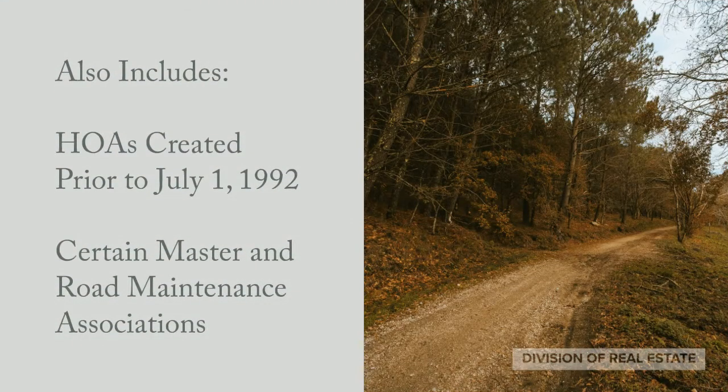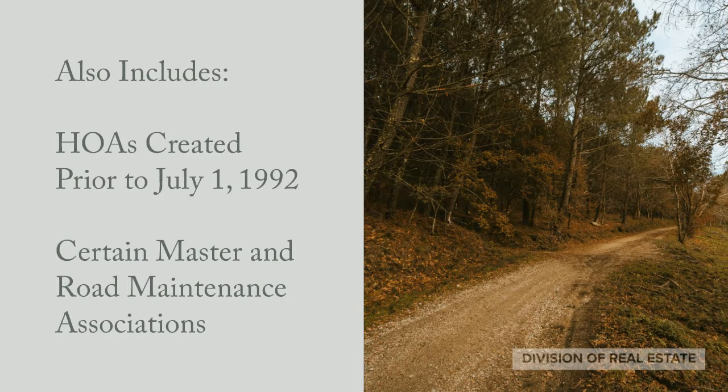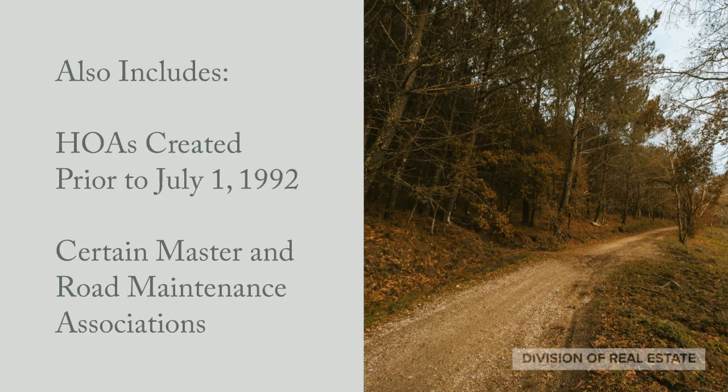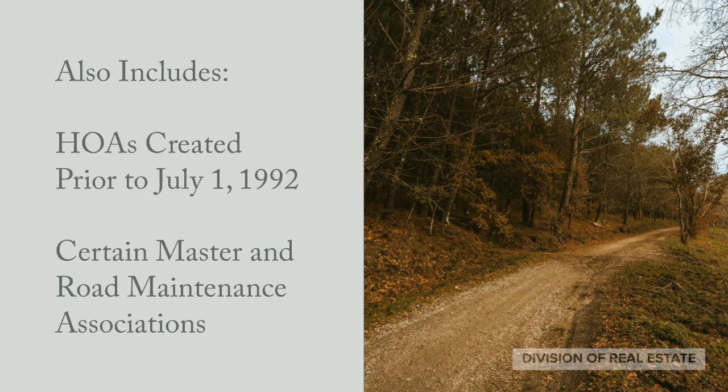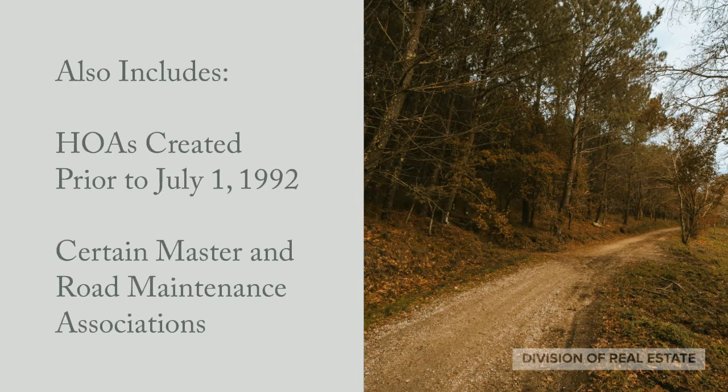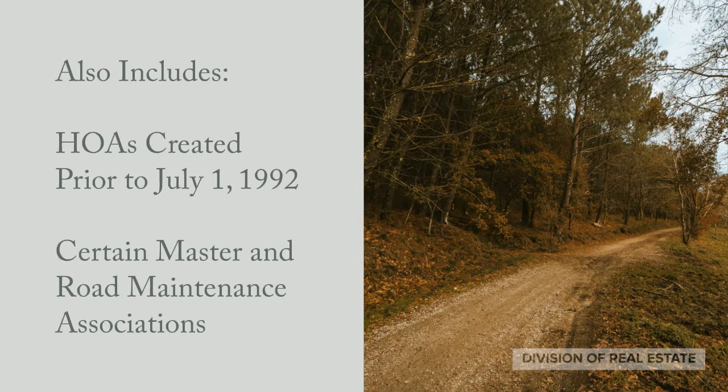This mandatory registration language includes not only those HOA communities that were established on or after July 1, 1992, which is the date when the Colorado Common Interest Ownership Act was established, but also includes those HOAs that were established prior to that date, more commonly referred to as pre-CCIOA HOAs. Master associations and road maintenance associations who hold common property and who have and enforce covenants are also included in the registration process.